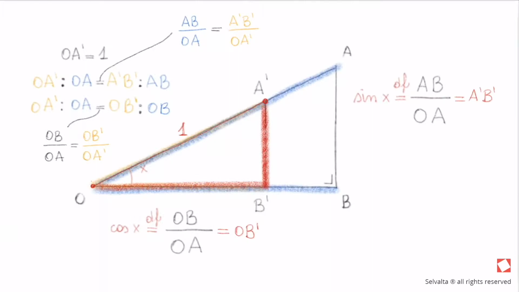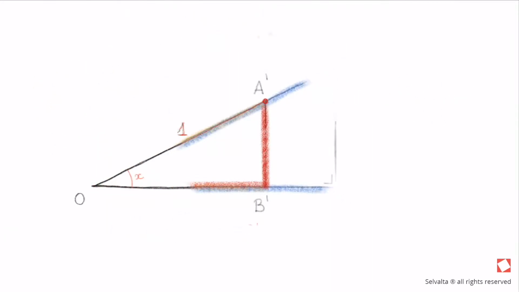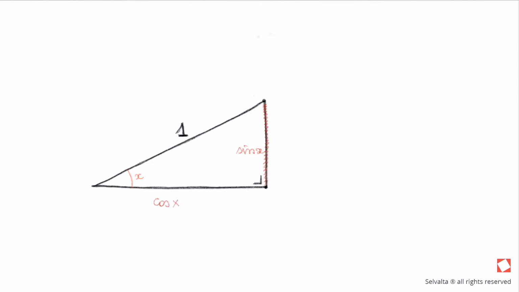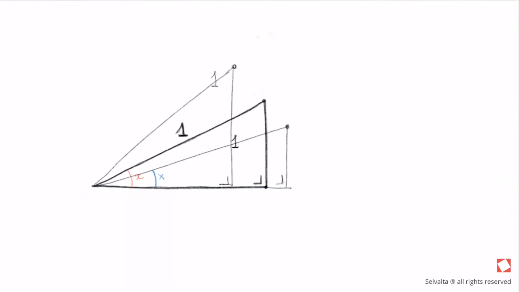Now look at the figure. According to how wide is the angle x in the right triangle with hypotenuse 1, we will obtain different values of the sine and cosine associated to that angle. At this point, it would be very nice to be able to deduce the shape and the pattern of that dependence, of the values of sine x and cosine x according to the width of the angle x.